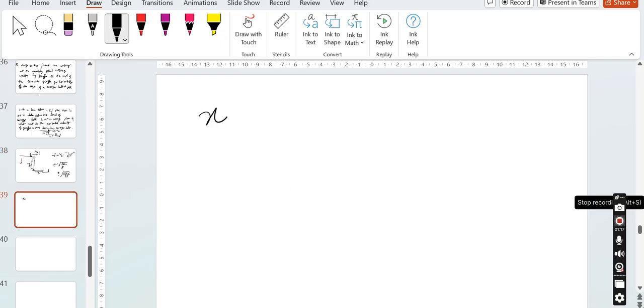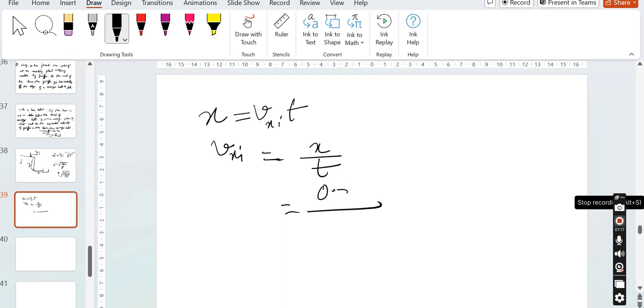So you have the t, then you need the value x. So x is Vix into t. So you need to obtain Vix only. So this is basically x by t. So x is 0.4 and t is the square root of 2 into 0.6 by 9.8. So this is 1.1 meter per second.